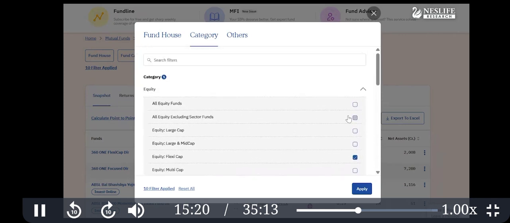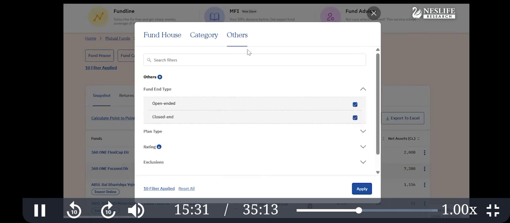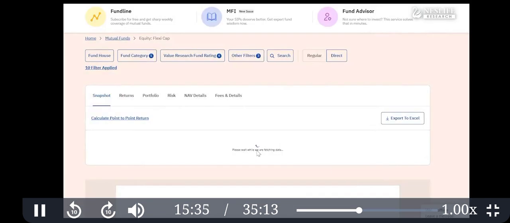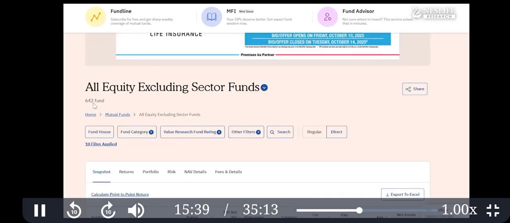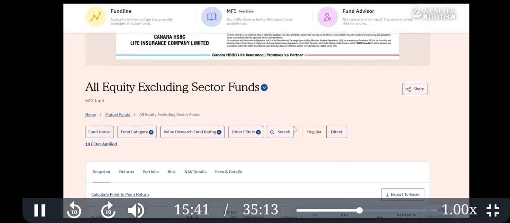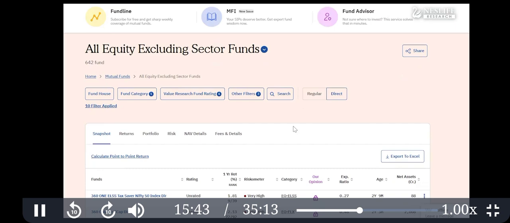Let's say you want to find all equity categories excluding sector funds. Sector funds are special funds which invest into particular sectors. So we want to check all others, and apply. Now focus on return only. There are 642 mutual funds. How do you start applying your knowledge?